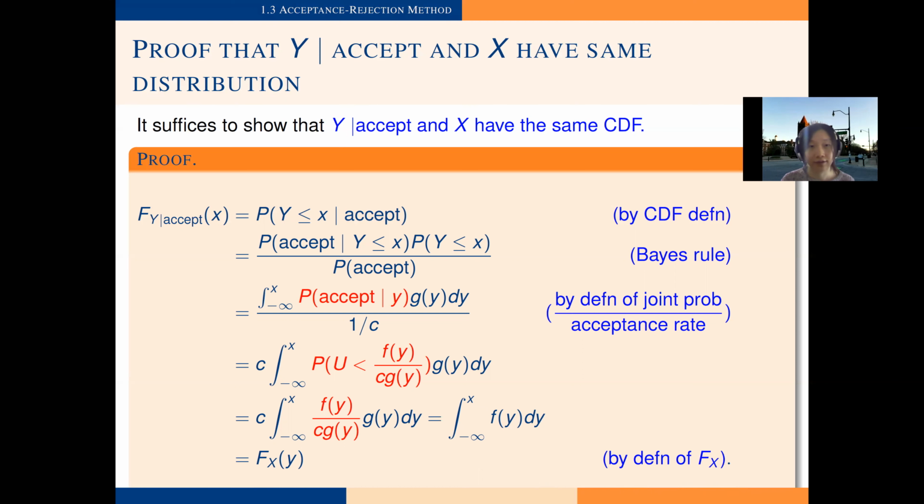So we have shown that the probability, there's a typo over here. This should be f x of small x inside. We have shown that over here, the CDF for y given acceptance, so the accepted y's, and the CDF of x are the same. In other words, these two follow the same distribution, and the samples that we accepted in this way indeed have the same distribution as the original x's.